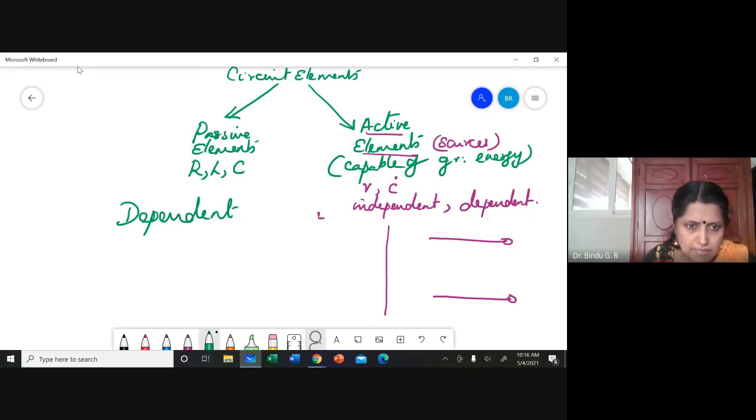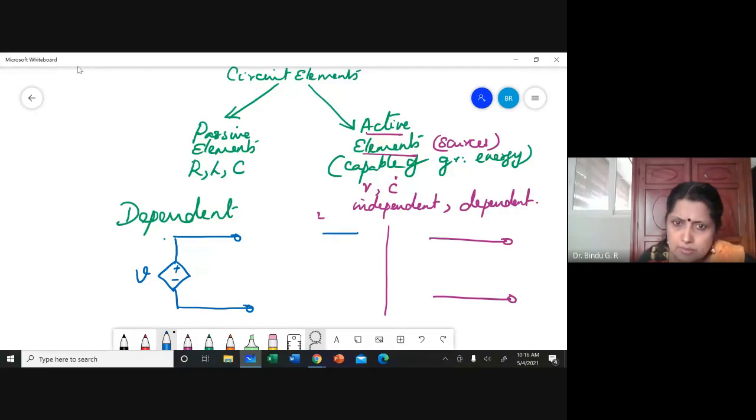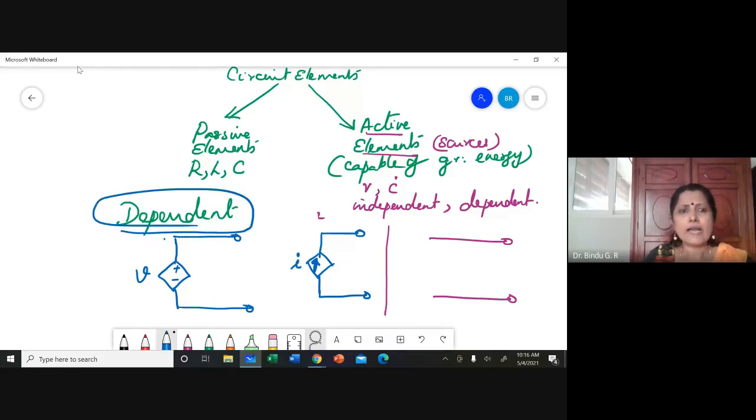So if it is a dependent voltage source, how do you draw that? You always draw with a rhombus kind of representation. Okay. So this is V with plus minus, and this is a current source. Again, that is also indicated by this kind of representation, but with an arrow mark. This is a case of an ideal dependent source. So just for the sake of understanding, that is why.